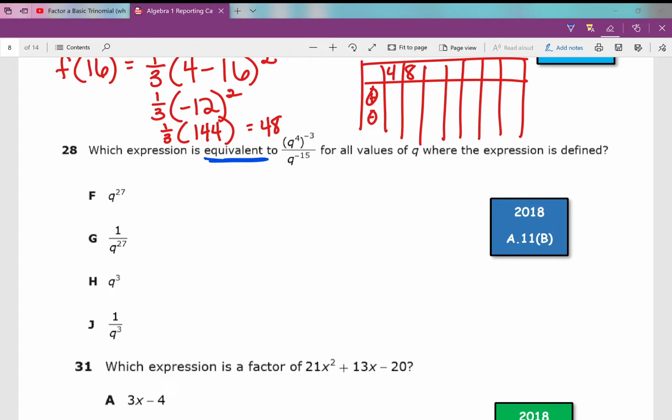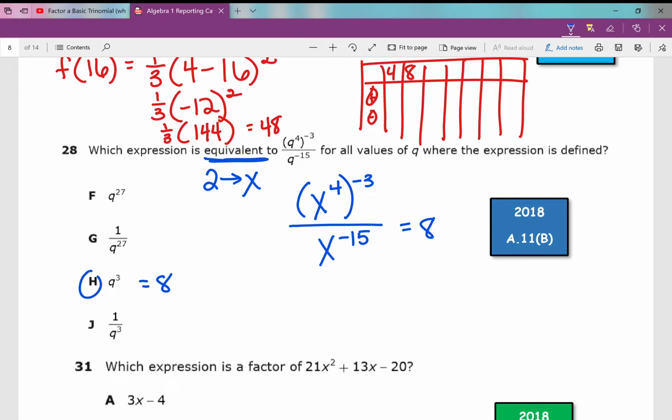If you really know your exponent rules, power to a power, and then your quotient rule, then you're probably pretty comfortable with this. But what I would suggest doing is store in 2 for the value of x and let the variable q become x in your calculator. X is just easier to plug in on your calculator. So you're going to plug in, open parentheses, x to the power of 4 raised to the power of negative 3 over x to the power of negative 15, and you're going to get 8. Then you go through your answer choices, which also gives you 8. H. That's your answer.